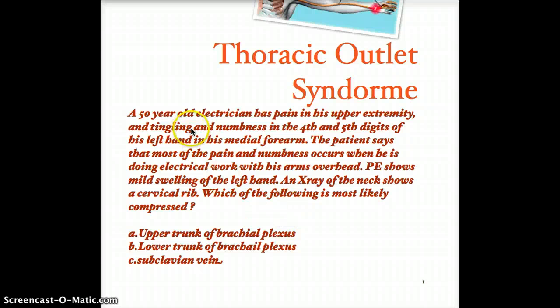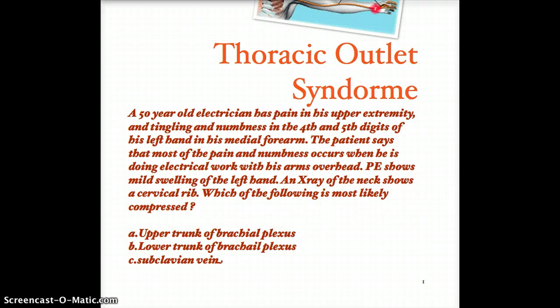Now this is a 50-year-old electrician who has pain in his upper extremity and tingling and numbness in the fourth and the fifth digits of his left hand in his medial forearm. The patient says that most of the pain and numbness occurs when he is doing electrical work with his arms overhead. Physical exam shows mild swelling of the left hand. An X-ray of the neck shows a cervical rib. Which of the following is the most likely that is being compressed?